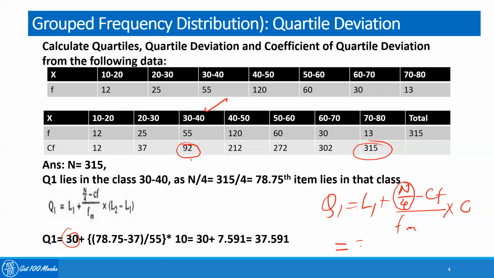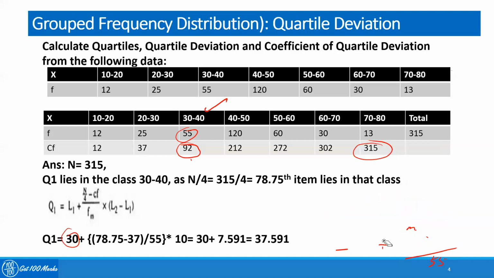So L1 is equal to 30 plus N by 4, which is 78.75, minus CF. CF is the cumulative frequency of the preceding class, which is 37, divided by FM, the frequency of the quartile class, which is 55, and the entire thing multiplied by the common width, which is 10. I have calculated that value, and you can see the value has come as 37.591.